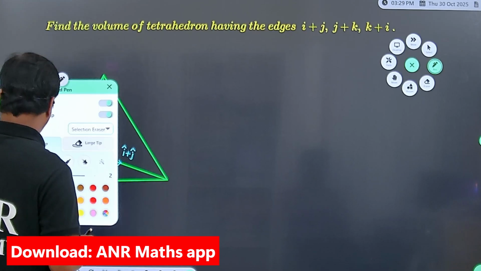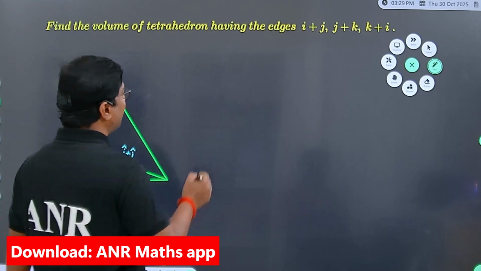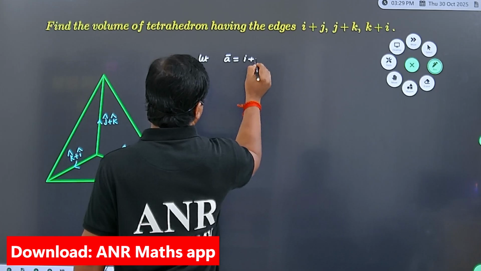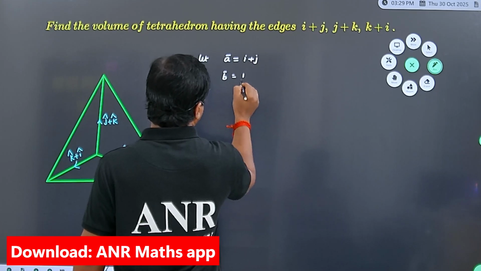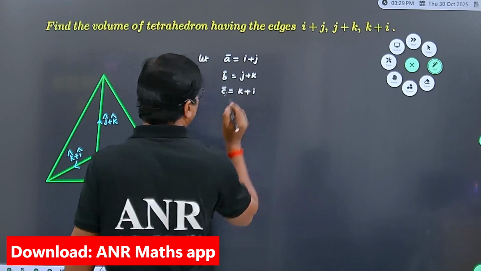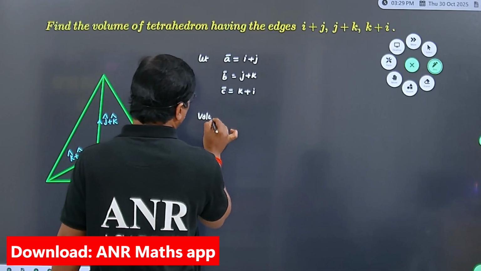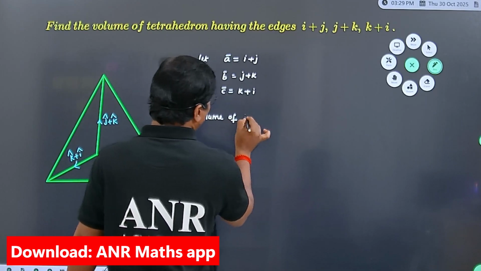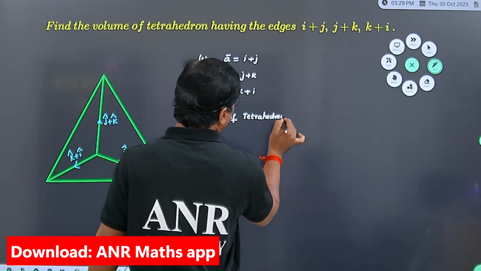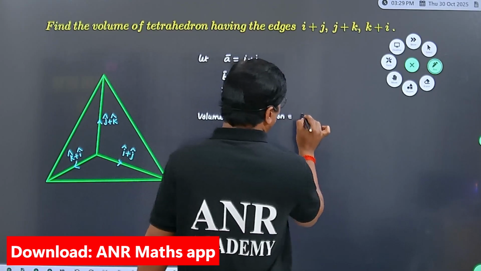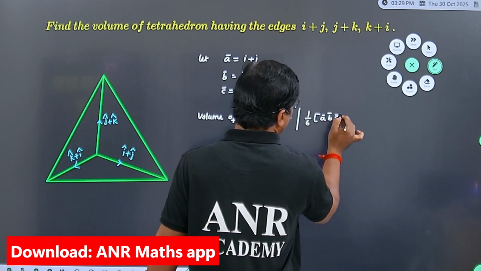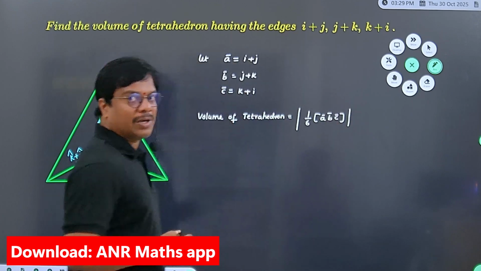Yes, let us suppose these are a bar, b bar and c bar. Let a bar equal to i plus j, b bar equal to j plus k and c bar equal to k plus i. Now I am going to find volume of tetrahedron. Volume of tetrahedron, you know the formula, 1 by 6 box ABC, for which we have to apply modulus sign.